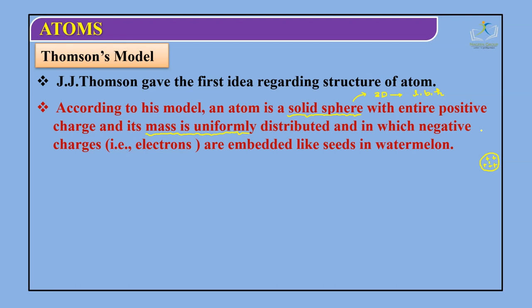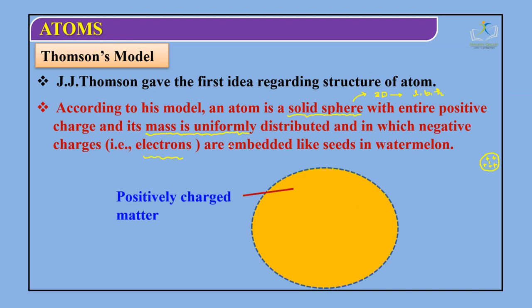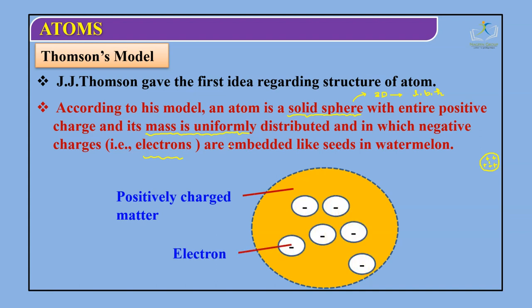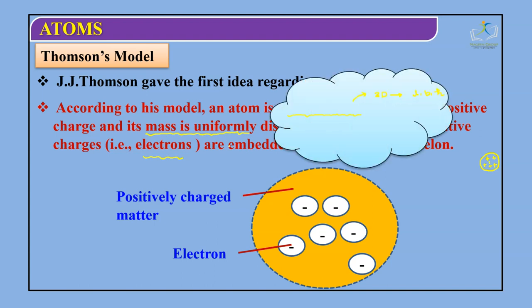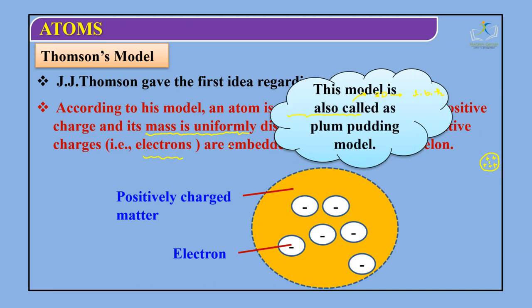One charge over another, the gap is the same, in which negative charges as electrons are embedded like the seeds of a watermelon. I hope you have seen a watermelon, where the positive charge is all the matter, and the seeds behave as electrons. So this was the first model, the first idea given by J.J. Thomson. This model is also called the plum pudding model.